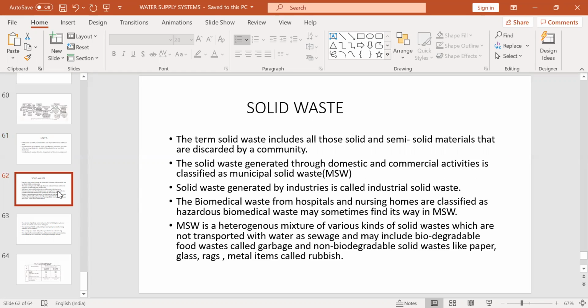Okay. So the term solid waste includes all those solids and semi-solid materials that are discarded by a community. Okay, any solid. Till now, we have been studying about the sewage part. Sewage is what? Liquid. All the liquid waste products that come out from the kitchens, washrooms, toilets, water closets, and all. This forms the sewage. But what about the waste products that come out in the form of solid? So that is also posing a big problem, okay.